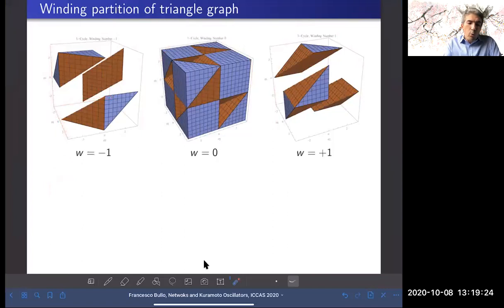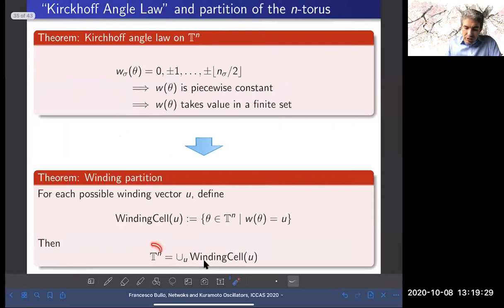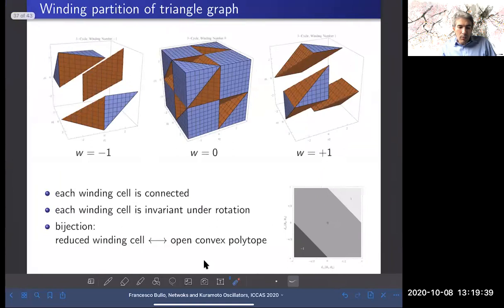So this is called the winding partition. In other words, the entire torus is equal to the union of these cells. And the cells themselves are those defined by the idea that the winding vector has to be constant. Now, why is this relevant? Before I continue, just a little detail. Each cell is connected. Each cell is invariant under rotation, which is a natural property to ask for. And each cell is like a convex polytope. So this is also a useful property for optimization purposes.